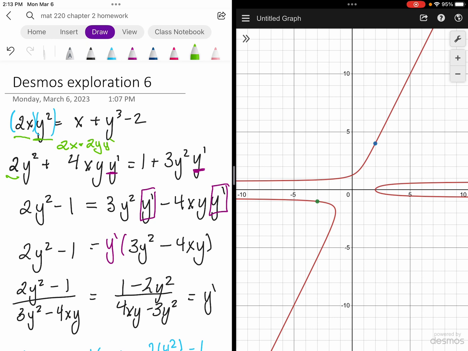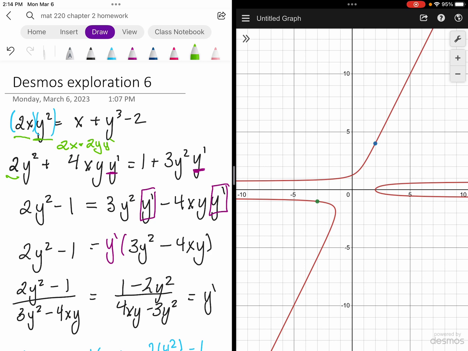because again, chain rule. Now, we want to get our y prime terms on the same side of the equals and the non-y prime terms all on the same side. So I subtracted 1 over to the left side, and then I subtracted the 4xy y prime term over to the right side. It really doesn't matter which way you move the terms, as long as you've split the y prime terms away from all the non-y prime terms.